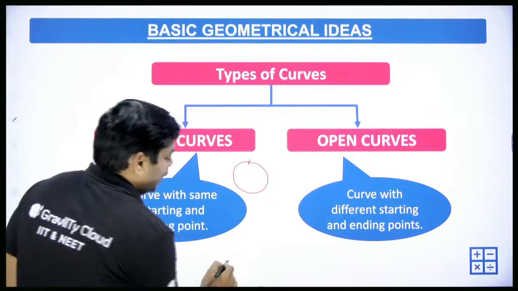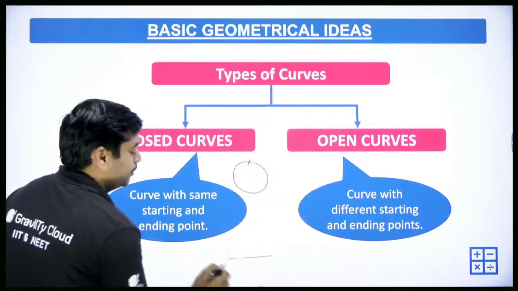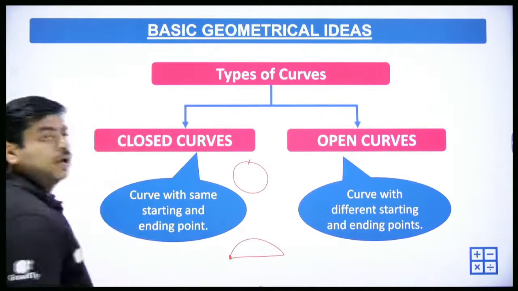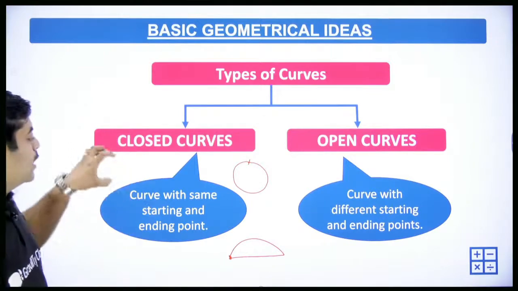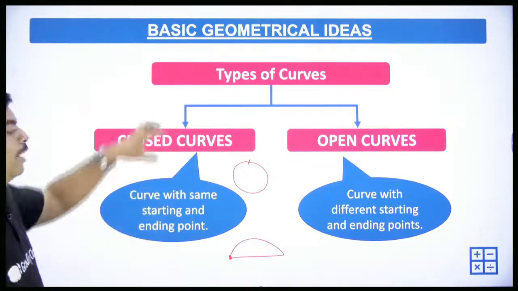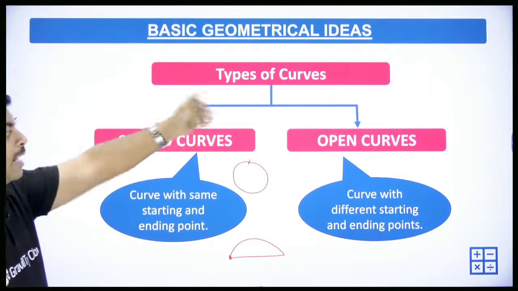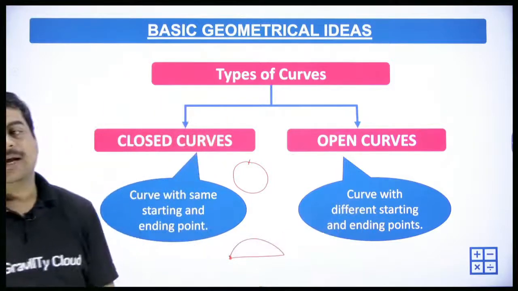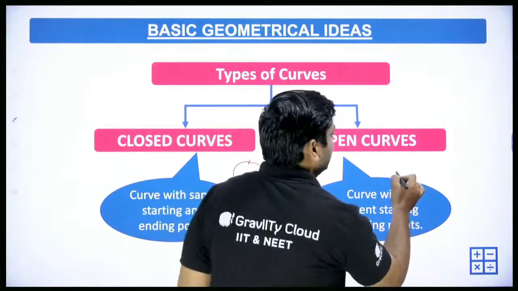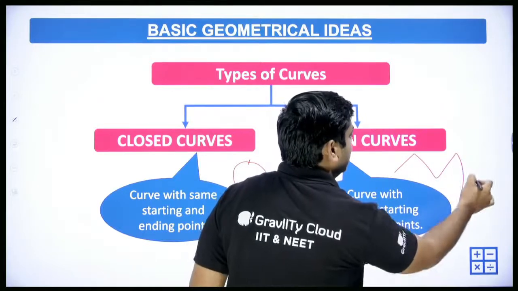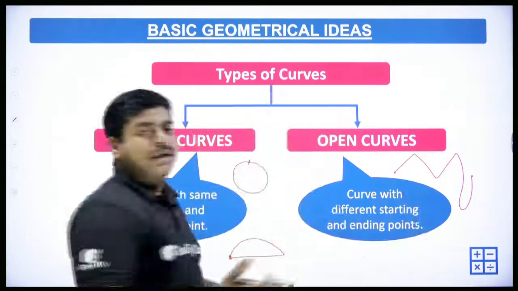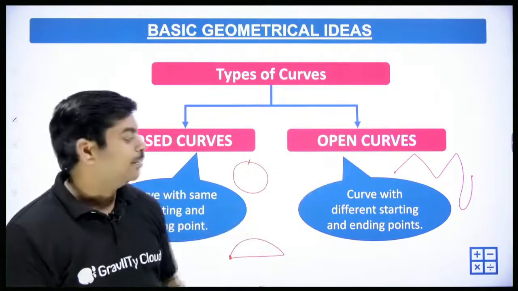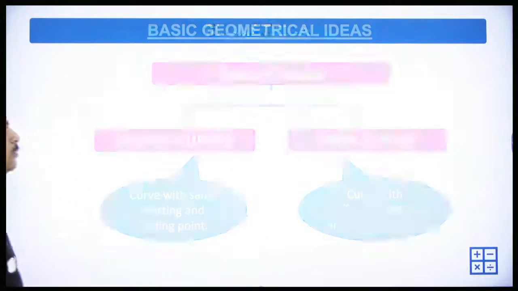For example, at this point I'm starting, I go in a straight line, and again come back to the same point. So we join the starting and end point. Curves with the same starting and end point are called closed curves. And what happens in open curves? Open curves have different starting and ending points. I start here and end somewhere else, so there is no closing position. That is one difference between these two.